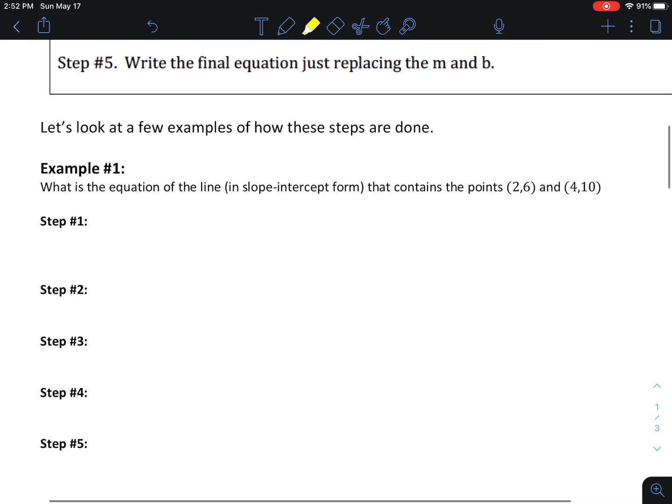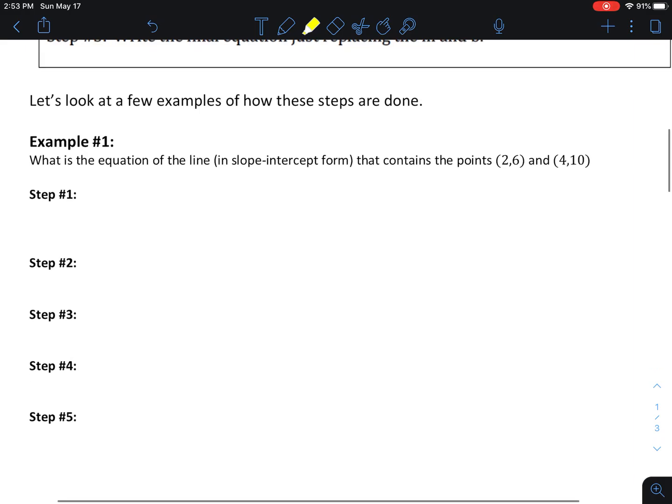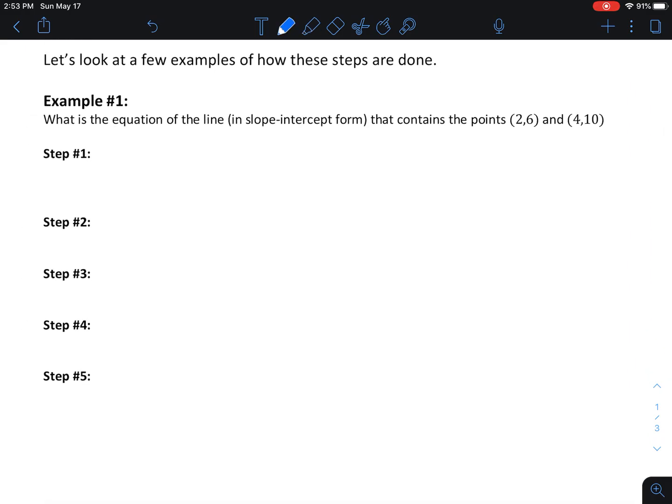We're going to look at 3 examples, and they will increase in complexity only because in example 2, for instance, we have negative numbers, and in example number 3, we have fractions. But the complexity might increase, but the procedure stays the same. So let's take a look at example number 1. What's the equation of the line in slope-intercept form that contains the points (2, 6) and (4, 10)?